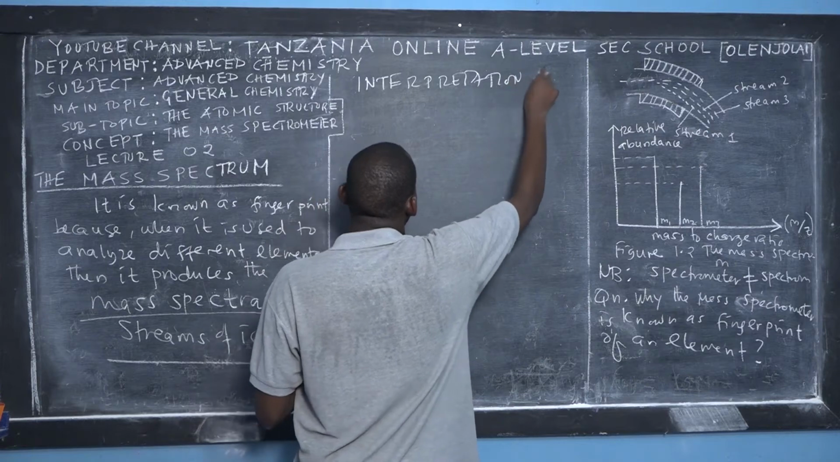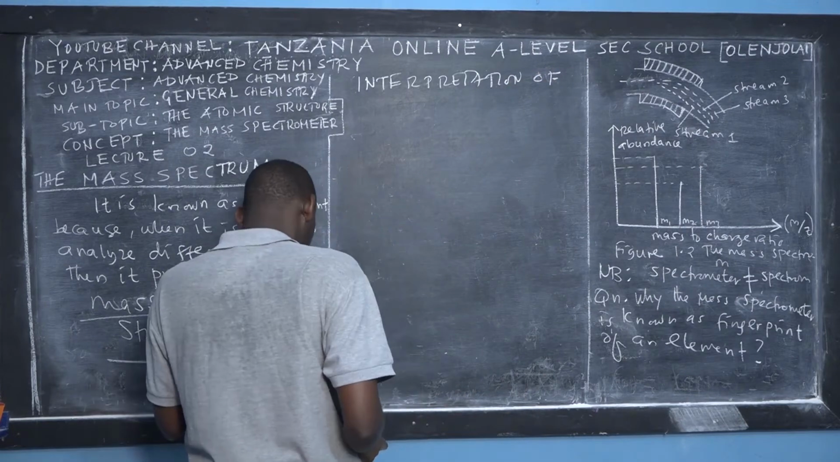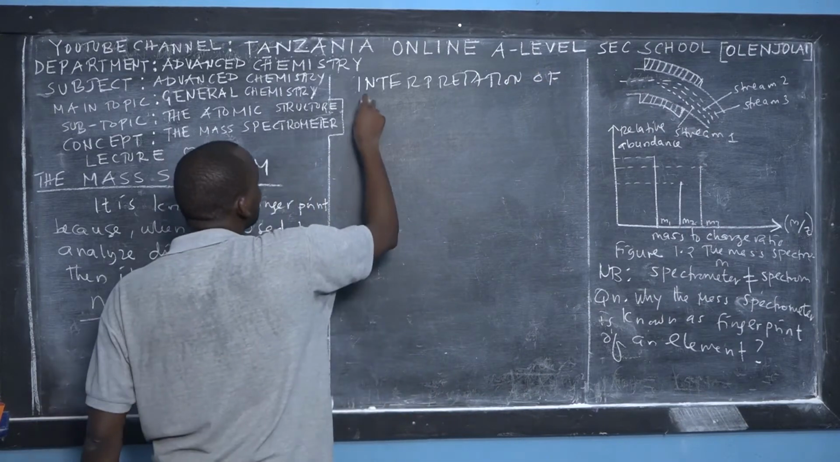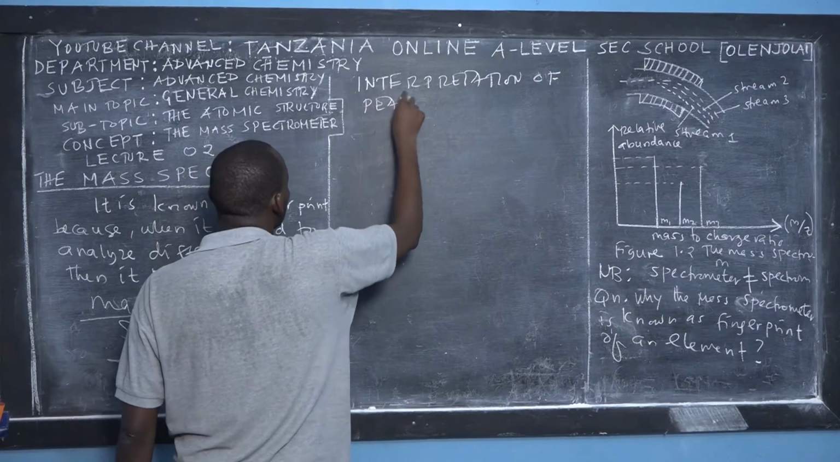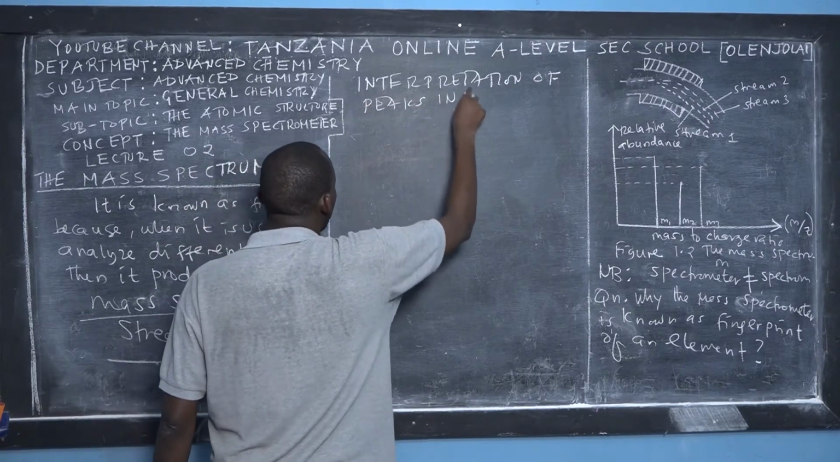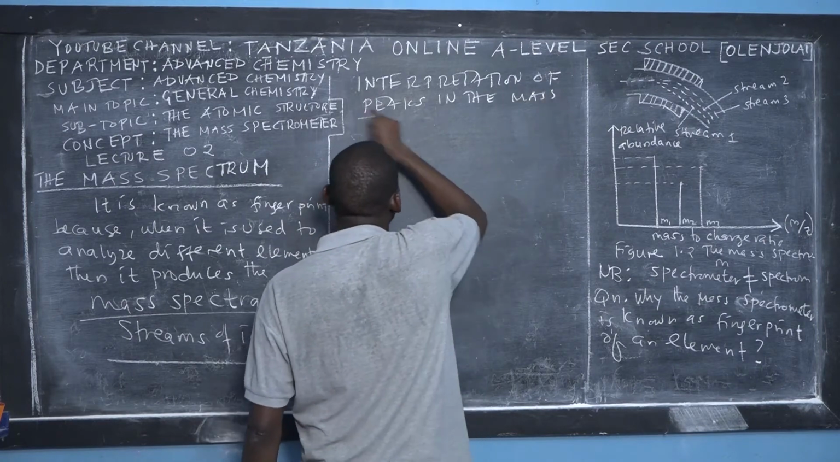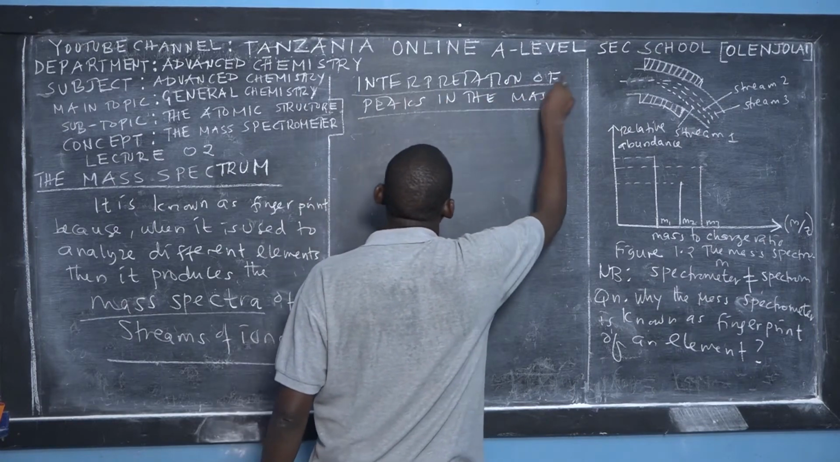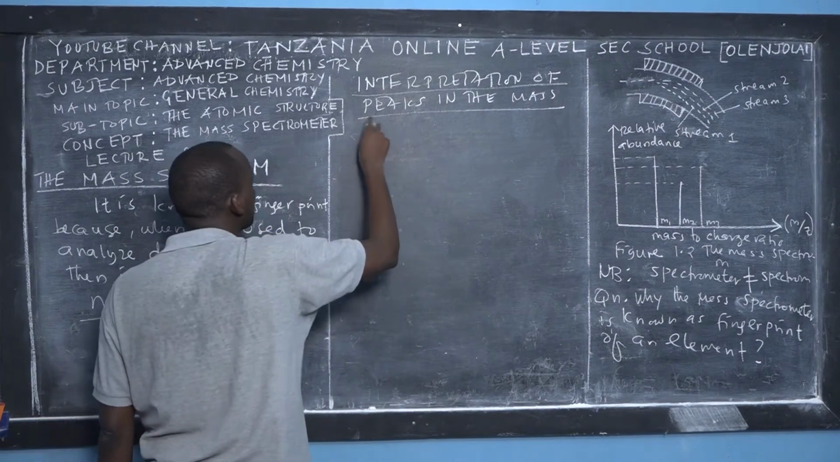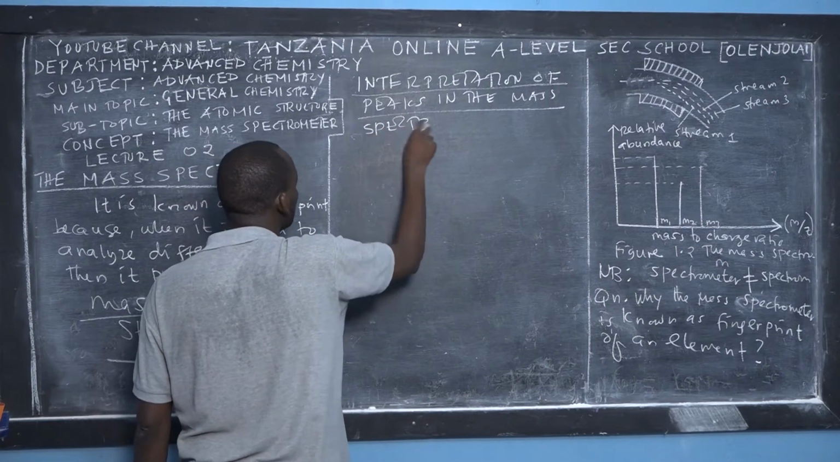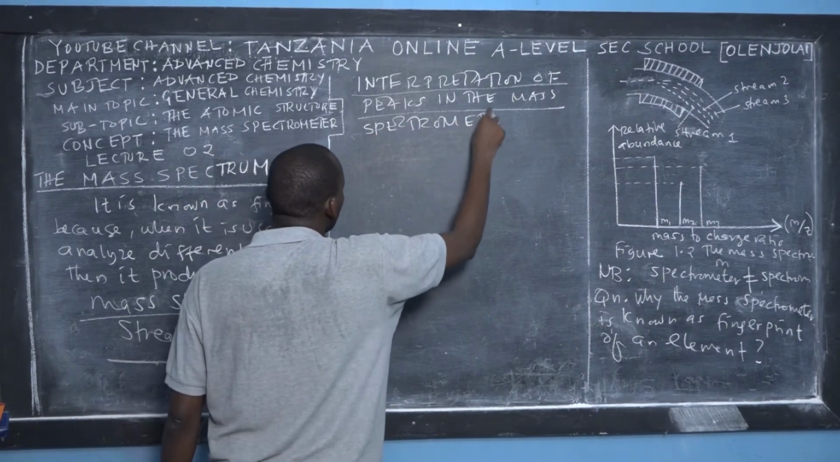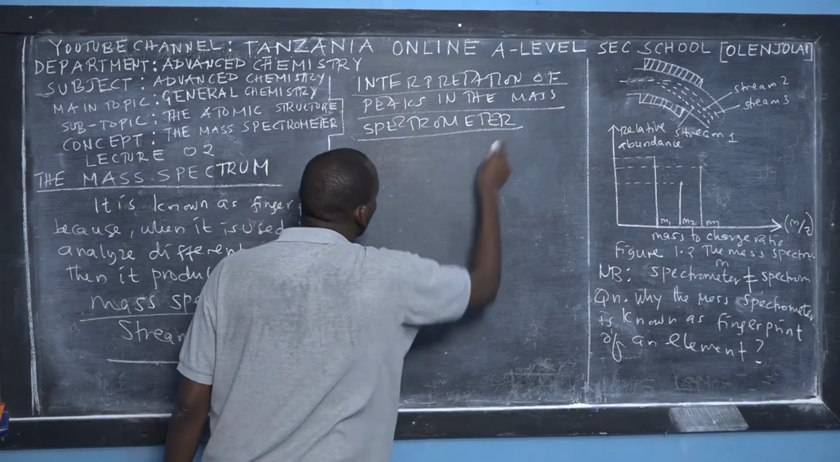Interpretation of what? Of peaks in the mass spectrometer. How do you interpret these peaks in the mass spectrometer? That's the question that we have. How do we interpret them in the mass spectrometer?